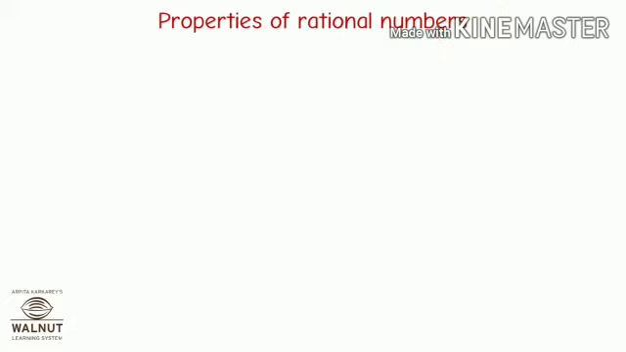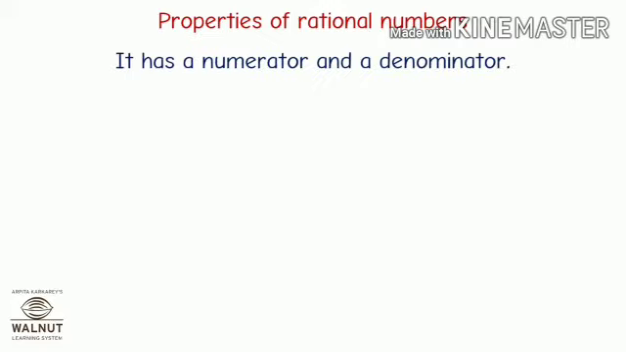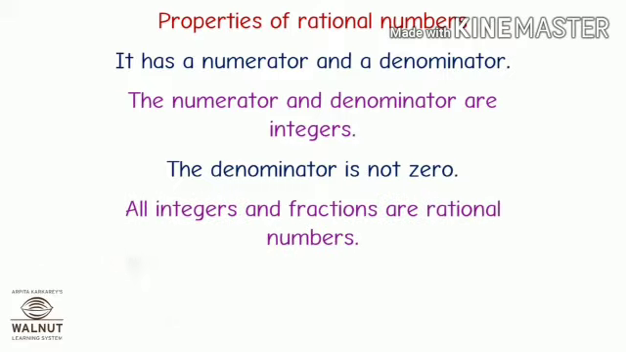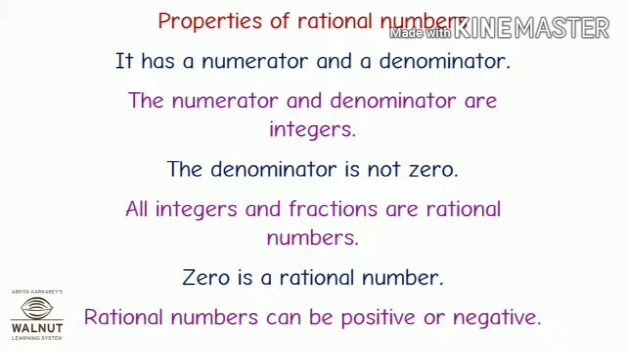Some properties of rational numbers are: it has a numerator and denominator. The numerator and denominator are integers. The denominator is not 0. All integers and fractions are rational numbers. 0 is a rational number. A rational number can be positive or negative. For example, 2 by 3, 4 by 3, all these are rational numbers.